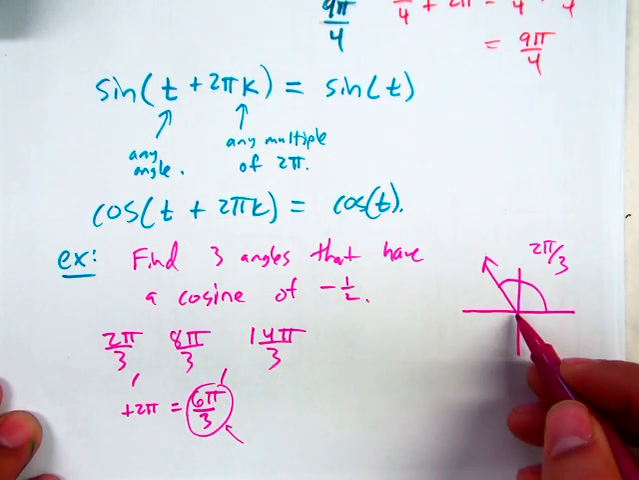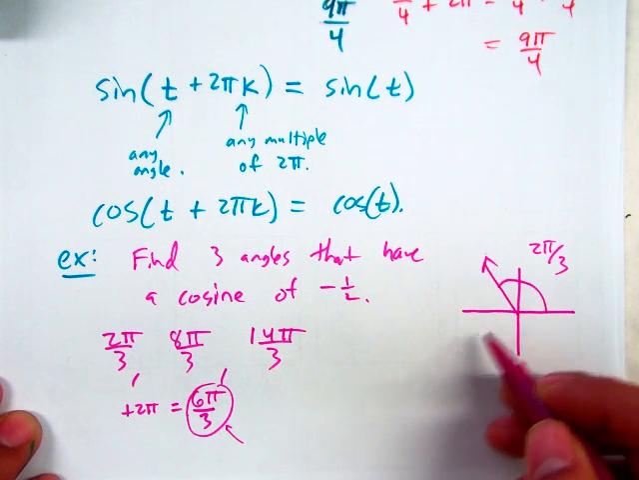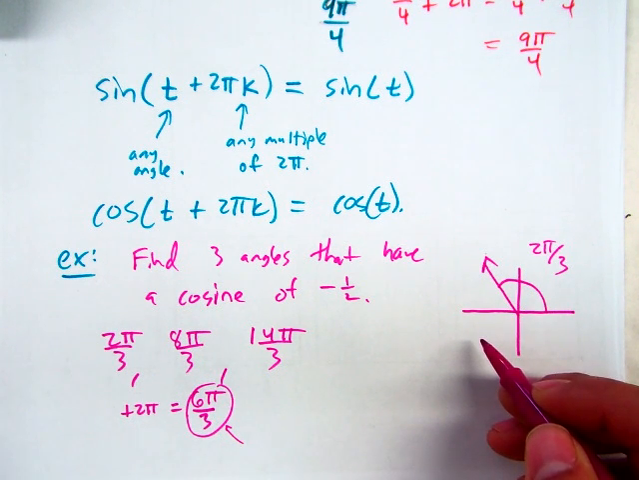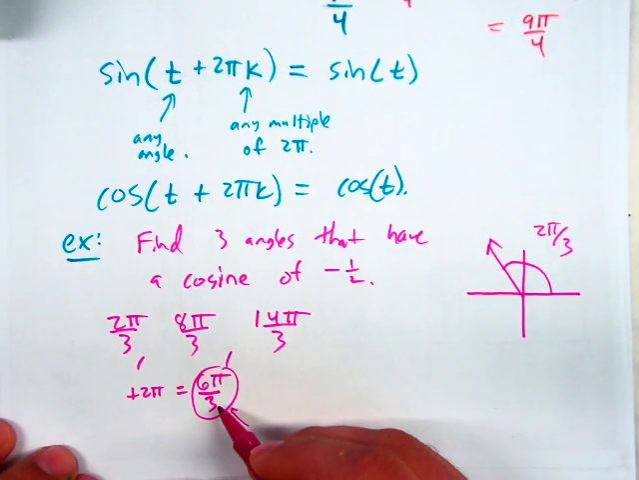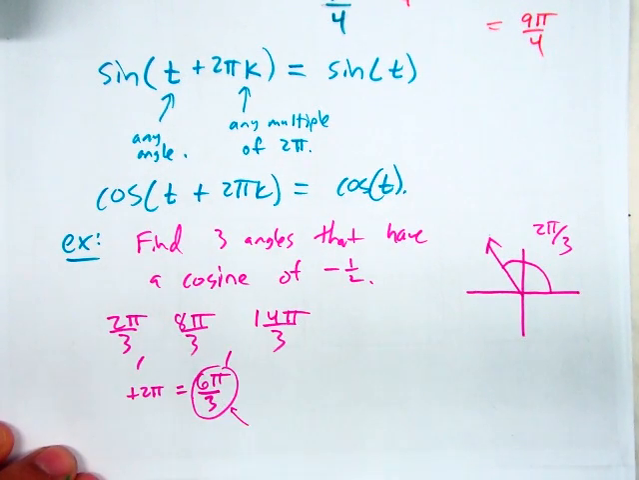Now, obviously, I picked quadrant 2. Could we have also done quadrant 3 angles? Works the same. Okay, but remember, this represents 2 pi. Right? If we go around an extra circle, we land in the same position. Okay?